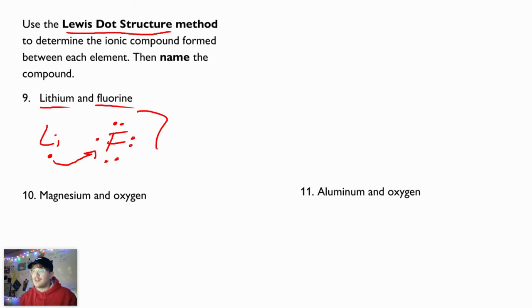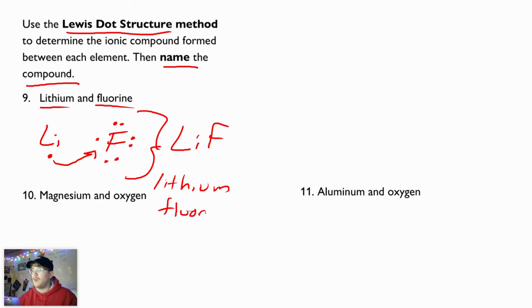So now I look at this and I say, okay, how many lithium atoms did I need to fill fluorine's shell? And I just had 1 of each. So my chemical compound is just LiF. I could put Li1F1, but I don't really need to. It's just implied. Last thing, name the compound. This is just lithium fluoride. Why is it just lithium fluoride? Because it's not covalent, so I don't use prefixes.